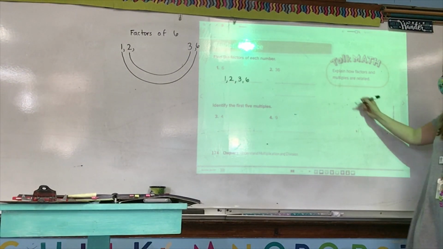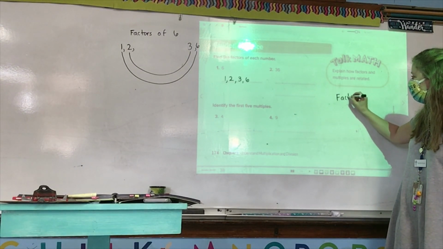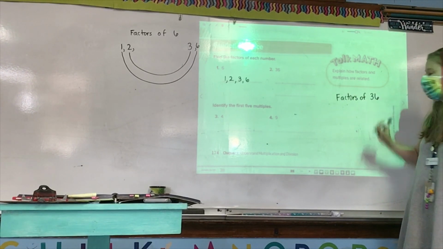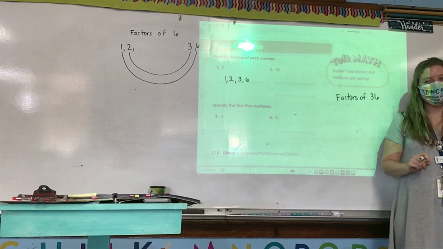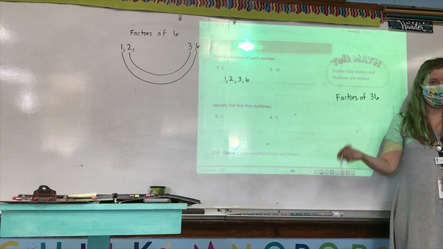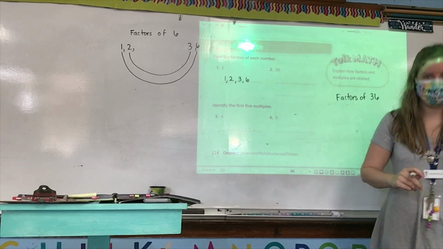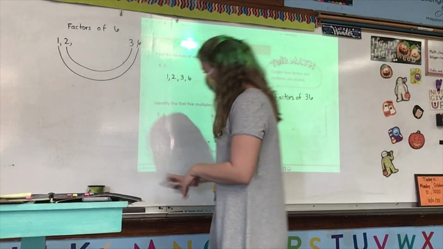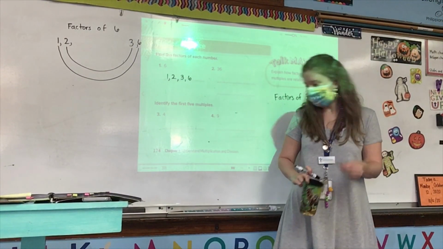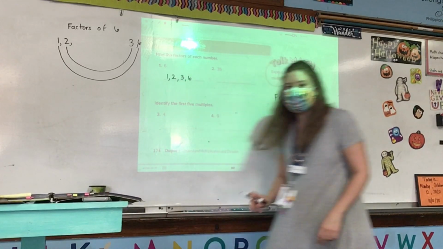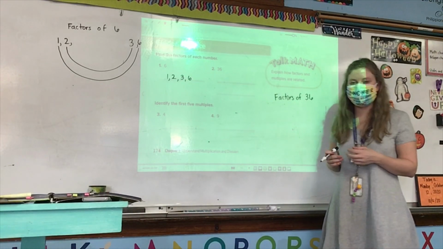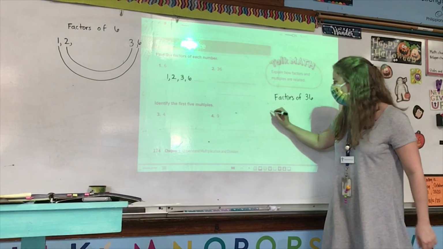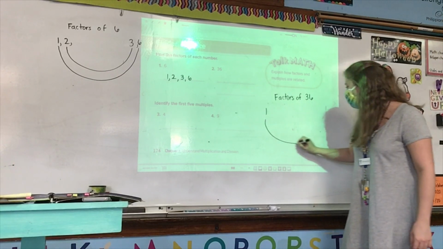So you have this big area right here. We're going to make another factor rainbow. Now I know we've already done this one, but we're going to do it again because practice never hurts. So, let's start our rainbow. Zari, what is always the first factor of every single number? 1. 1. Now we have to meet it on the other side.